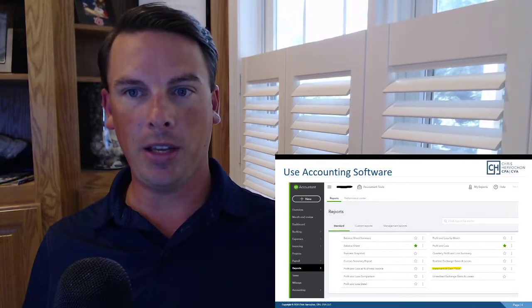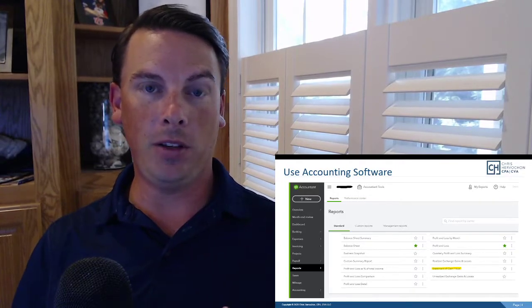Where do you find the cash flow statement? Well, you got to use accounting software, especially if you're a newer agency.